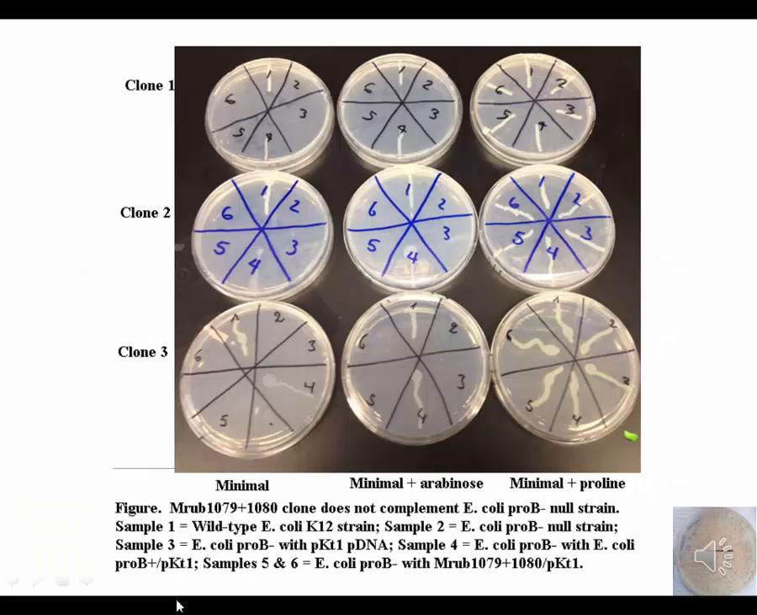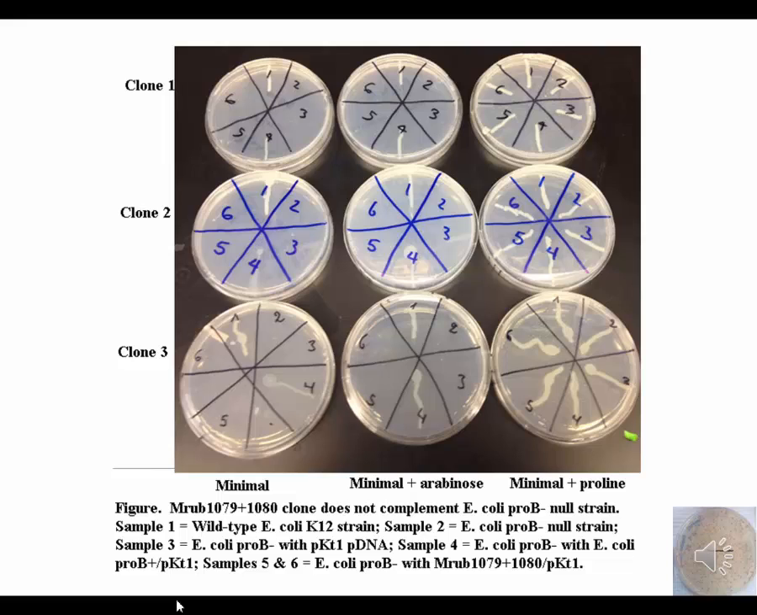Here's our data showing the outcome of a complementation assay between the M-Rub Pro-B-A clone, which would be M-Rub 1079 and 1080, transformed into the E. coli Pro-B minus null strain. The top line is one student's data, one set of clones. The middle is another student's data. The third row of plates is a third student's data. As you can see in a typical complementation assay, we have the minimal plus arabinose, and minimal plus proline plates.